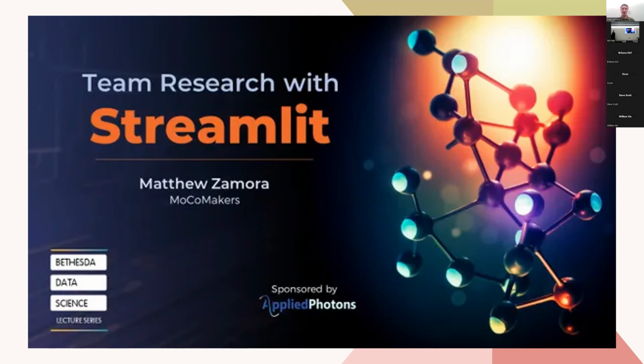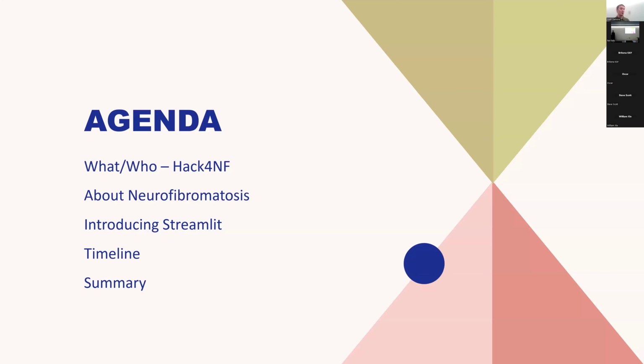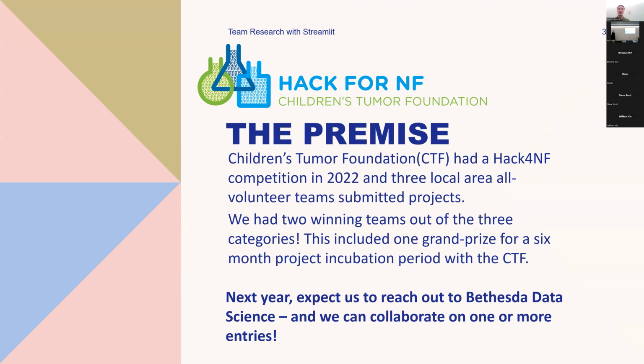All right, so we're going to go ahead and get started. So what we're going to cover today is a little bit about the project. As Itai introduced, there was a competition. It was Hack for NF. It covered a rare genetic disease called neurofibromatosis. We'll go into a little bit of that. We'll get to how we applied Streamlit, the interactions in the team setting as far as discovery and research. And then just a little bit of summary.